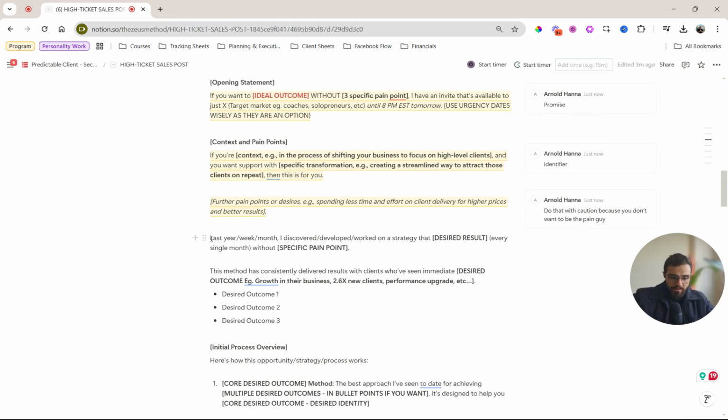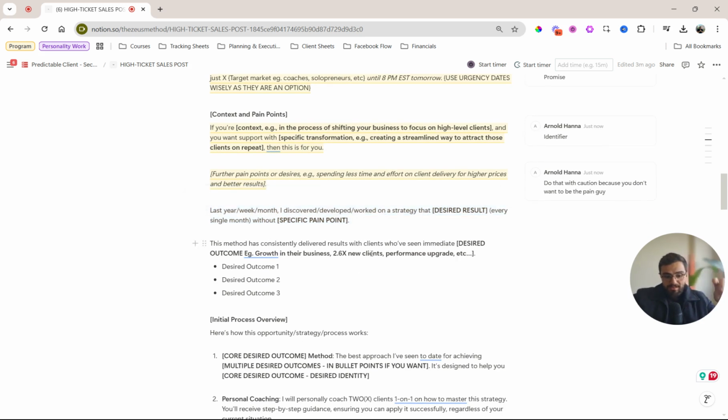Why are we doing that? I'm giving context on when this strategy was developed, how it was developed. You can even give context on how you came up with it. You can do multiple things here. But I'm giving you a little bit of background on what I'm doing here.